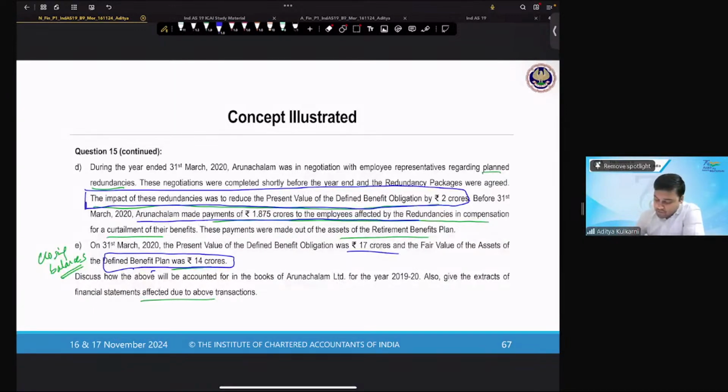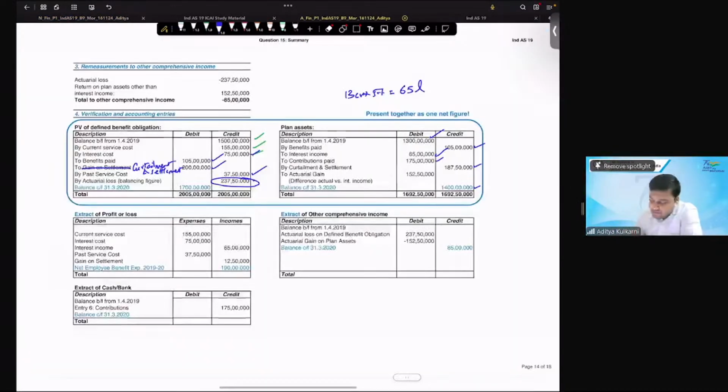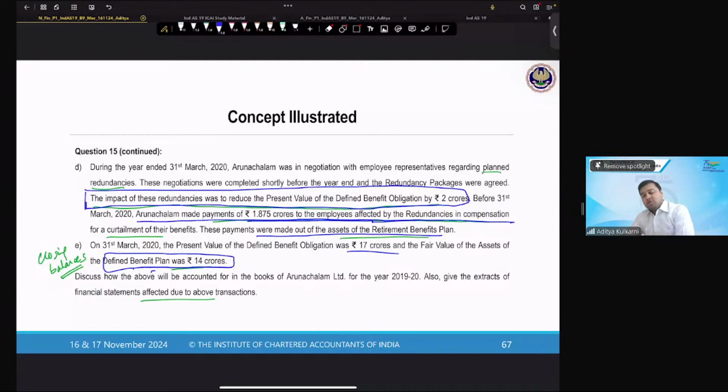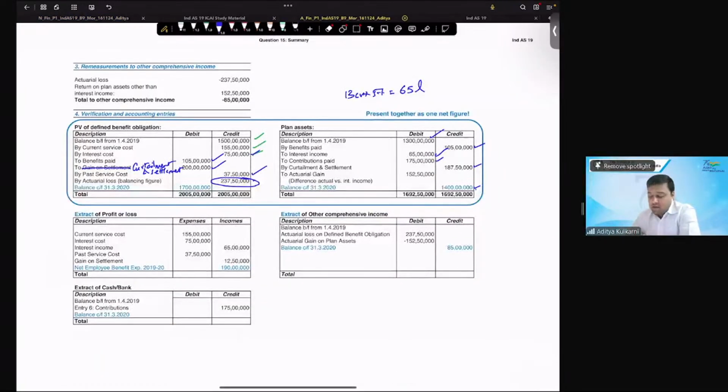Okay. So, what happened last? Opening 13 crores, benefits paid 1.05, contribution during the period 1.75, closing balance 14 crores, interest income 65 lakhs. Last point, what have they given? Arunachalam made payments of 1.875 crores to the employees affected by the redundancies. These payments were made out of the assets of the retirement benefits plan. So this is also a payout. So the entry will be crediting to the plan assets account 1.875 crores.